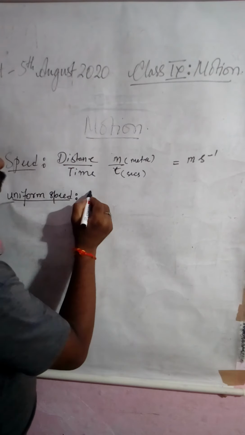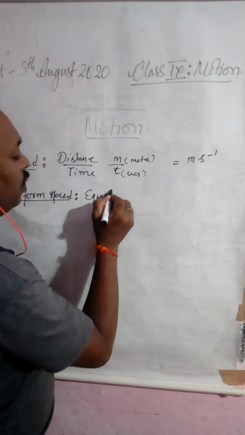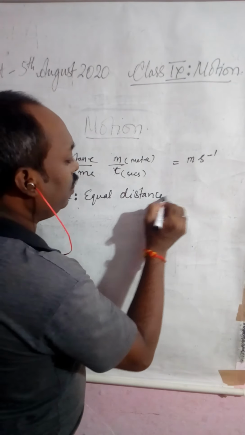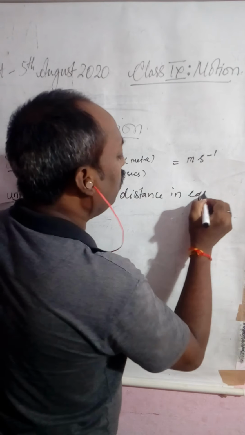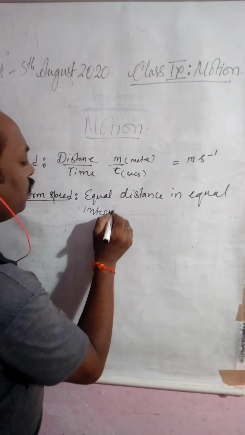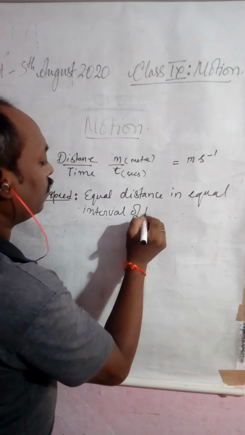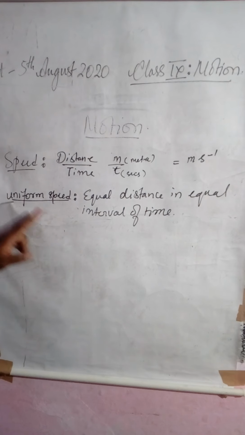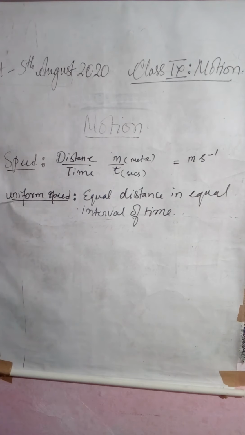So we say equal distance in equal interval of time. Now, equal distance in equal interval of time can be termed as uniform speed.